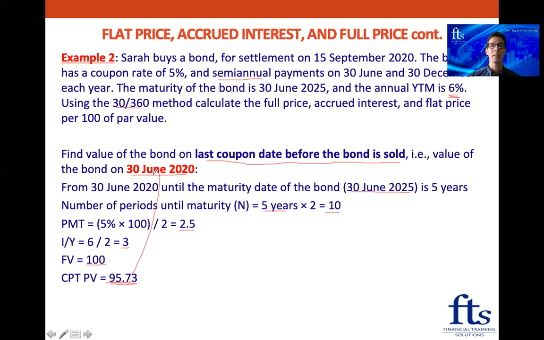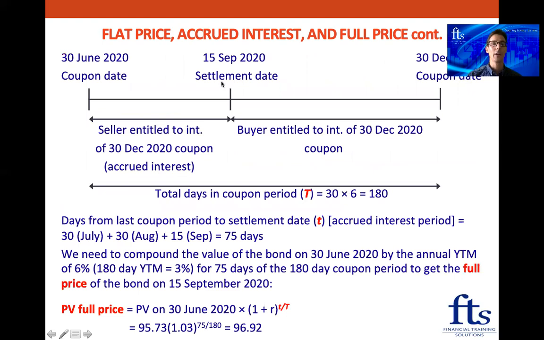And what do we need? We need the full price of the bond on 15 September. So we need to compound this a bit up to get the value on 15 September 2020. And this is how we do it. I drew the diagram again because this helps a lot. So we've got a coupon date over here, 30 June 2020. The next one is going to be 30 December 2020. And this is when the settlement date is, 15 September, when the bond is registered in Sarah's name.